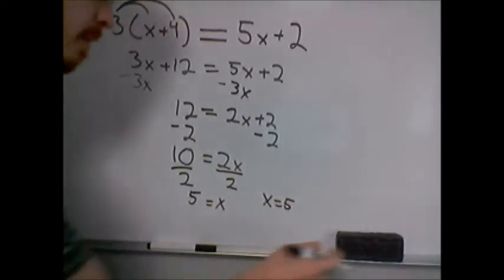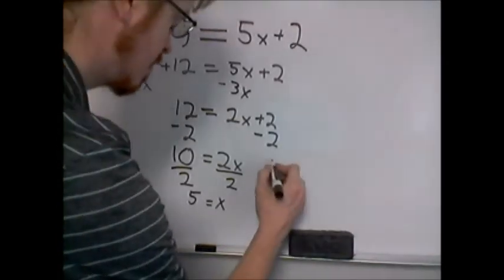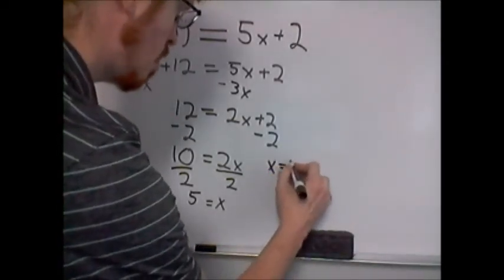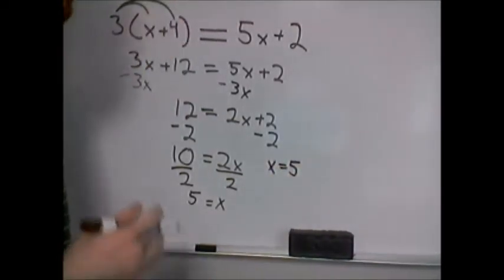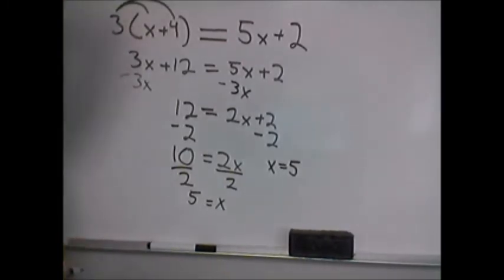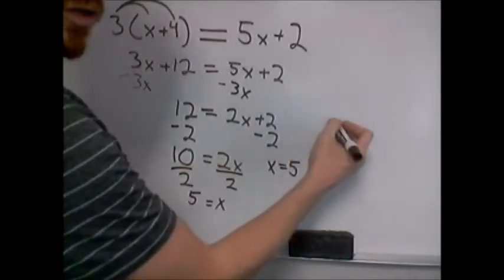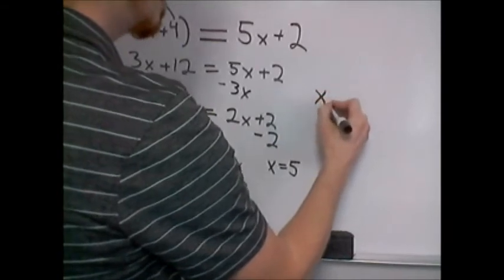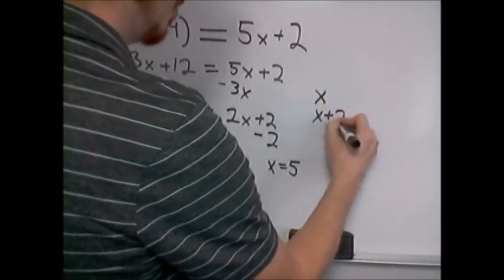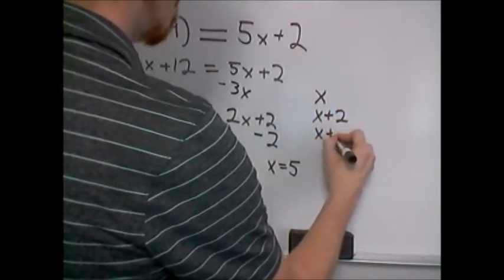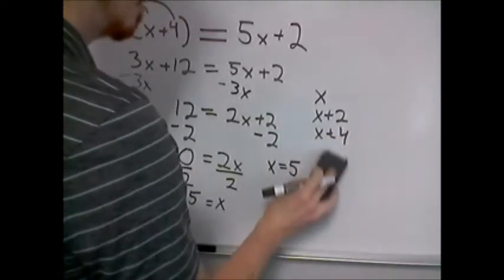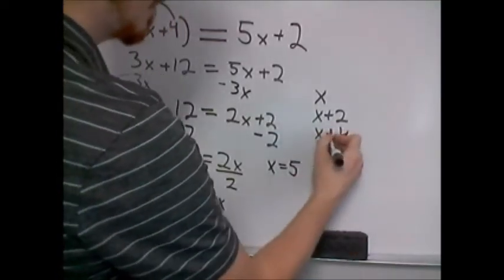Now, remember, that is not our final answer. That is only one of the answers. This equation has 3 answers. If you remember at the top, we had the 3 different terms we were looking for. It was x, and then x plus 2, and x plus 4, is what we would have there.